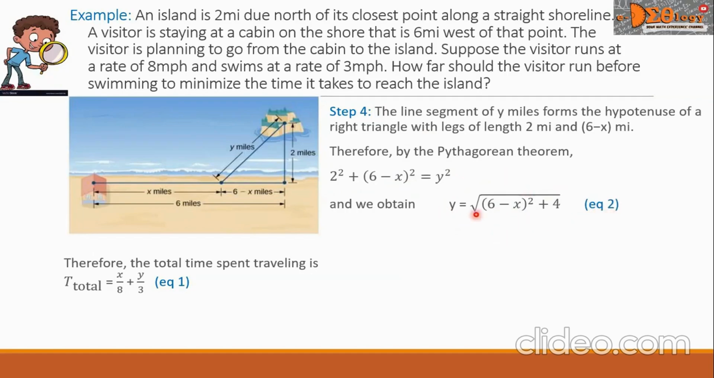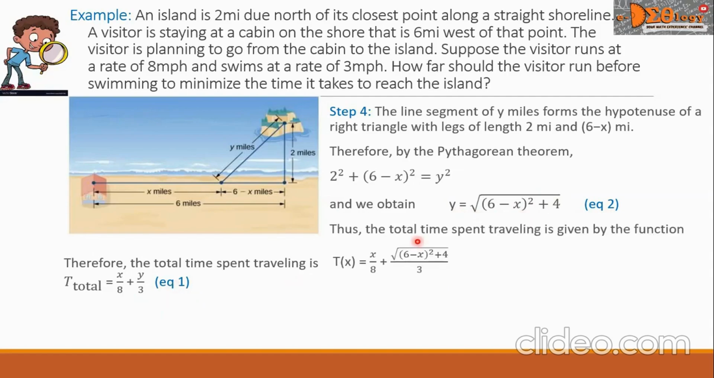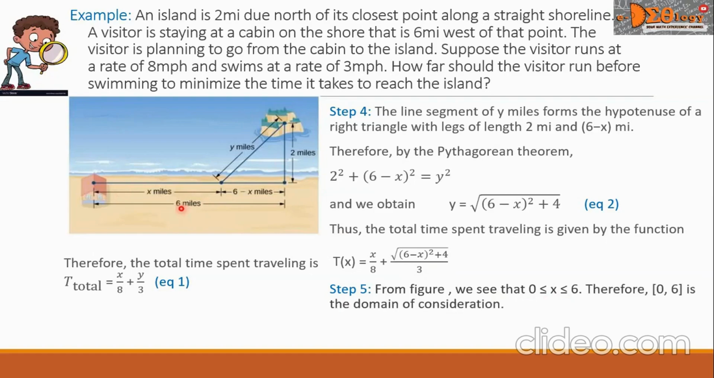We need this value of y in terms of x that we need to substitute in equation 1. So equation 1 now becomes T of x equals x over 8 plus the y here now becomes this big radical, and we write it here, all over 3. Step 5, from the figure here, we can see that x must be between 0 and 6. Therefore, the closed interval 0, 6 is the domain of consideration.